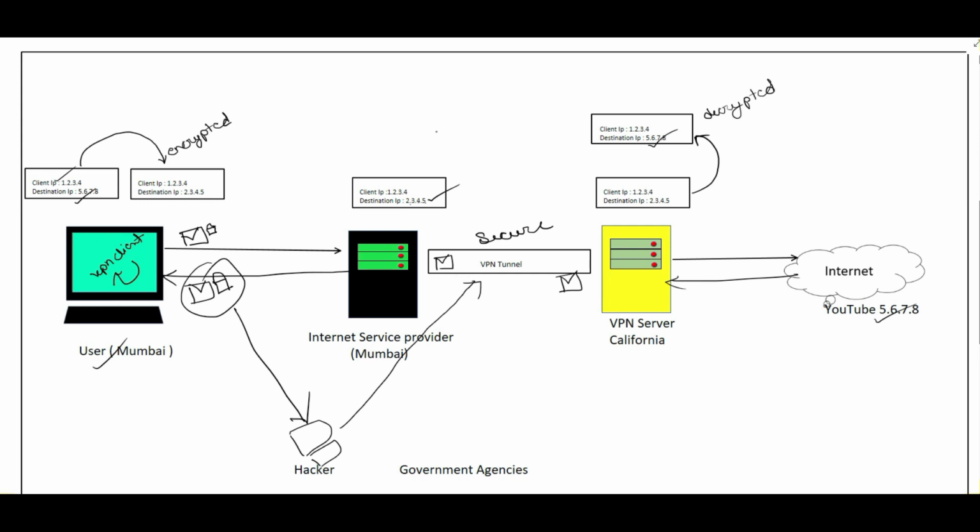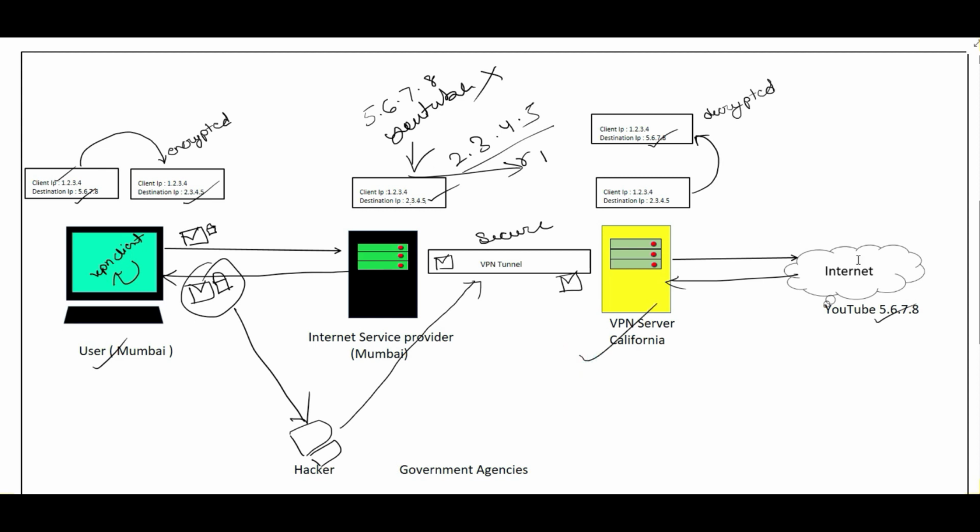Suppose the government has blocked youtube.com, which has IP address 5.6.7.8, in this particular ISP. But now when the user is requesting youtube.com, the VPN client is changing the IP address to 2.3.4.5. This is not the youtube.com IP, so the ISP will allow this request, because it is for a different destination IP. So this is how the VPN works, and whatever site is blocked by the government can be bypassed and accessed by using a VPN.